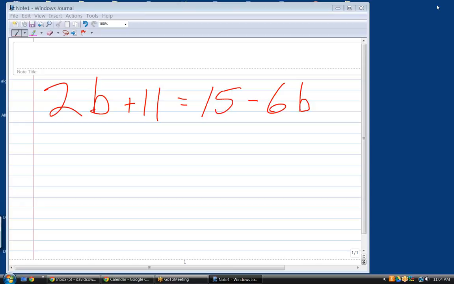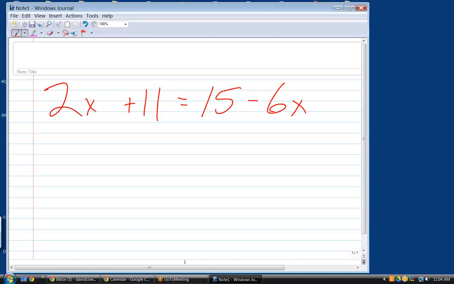First step is... Notice that it does not matter if I replace that with a different variable. I'll do that. Okay? It doesn't make any difference whatsoever to the way you solve the problem.